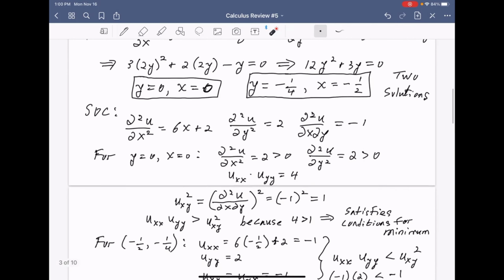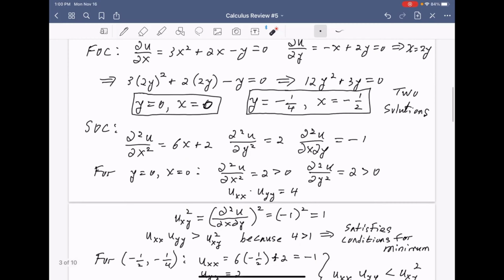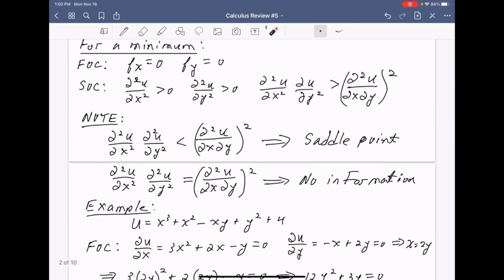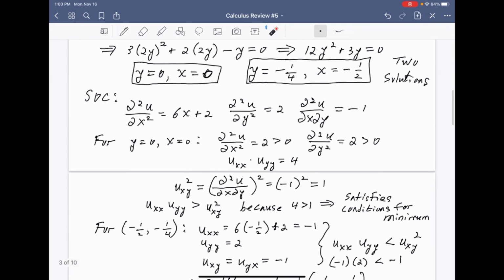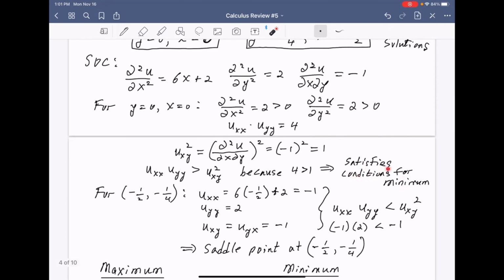All right. So then the question is, what is the value of u_xy squared, which is simply that second partial derivative of u with respect to x and y, squared? We get minus 1 squared is 1, and we find that 4 is greater than 1. So this holds here, which, if we go back, is a requirement for both maximum and minimum. So we know that we have the conditions for a minimum satisfied.